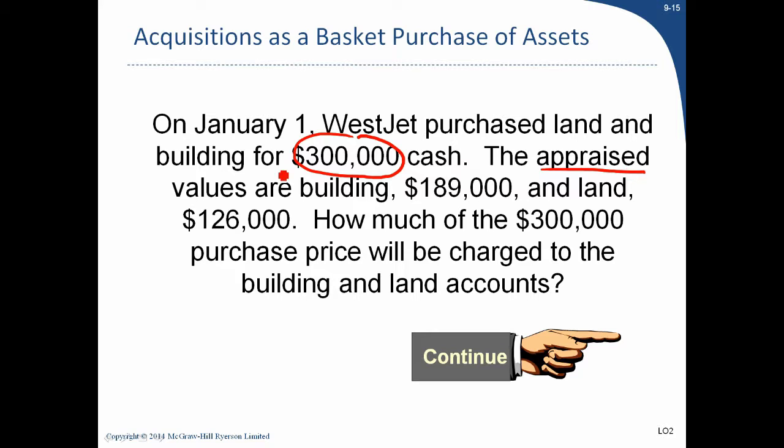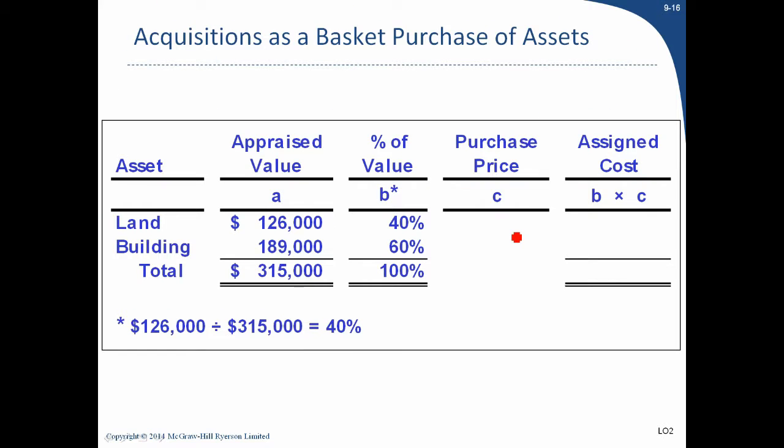And they say, well, we think that the building is worth 189 grand and the land is worth 126 grand. So the question is, how do we allocate this purchase price amongst those two? Well, the problem is, if you add the appraised values, 315 grand is the total, but we only paid 300 grand. So think of the journal entry.